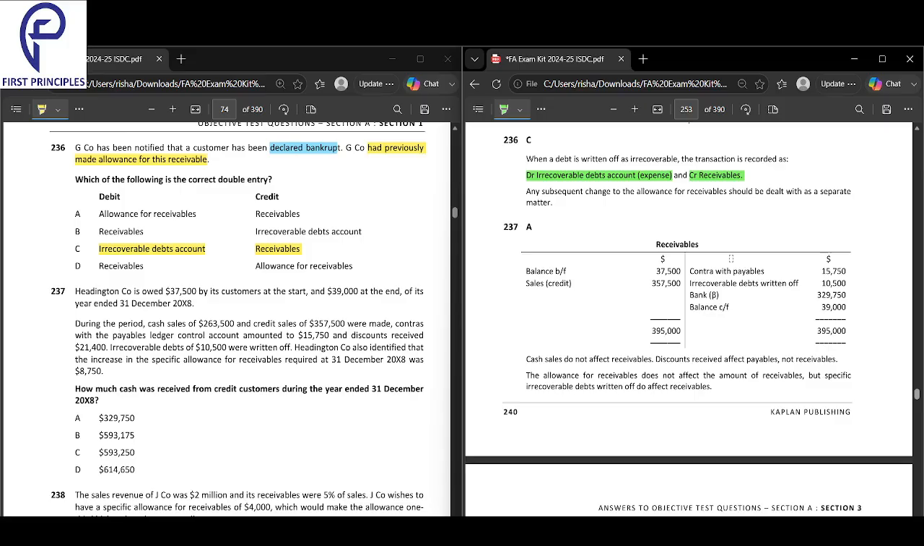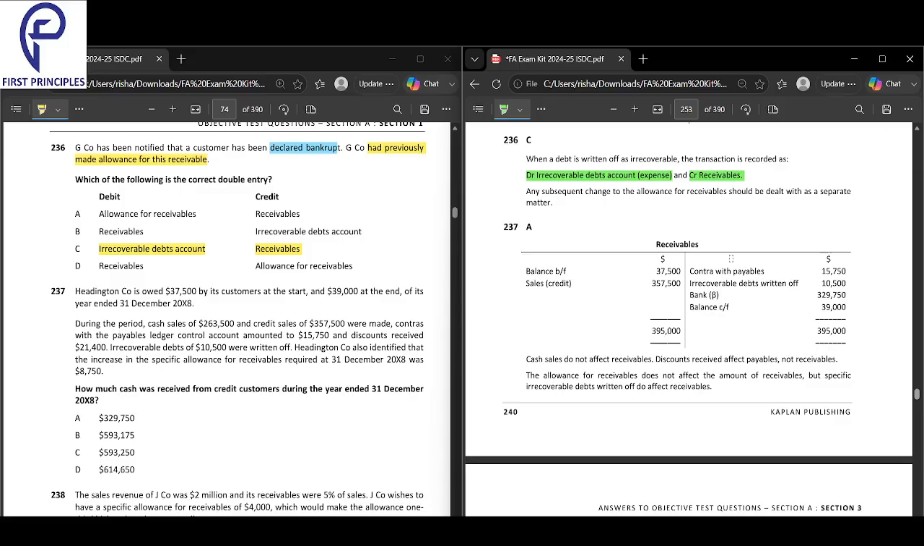And any changes in allowance for receivables go in a separate account. As you all know, allowances have their own separate account. So here, we are debiting the irrecoverable debt account as an expense and we are crediting the receivables. Receivable is an asset, and assets and expenses are debited, but here we're crediting it because we're reducing it. Let's make sense of the journal entry here.